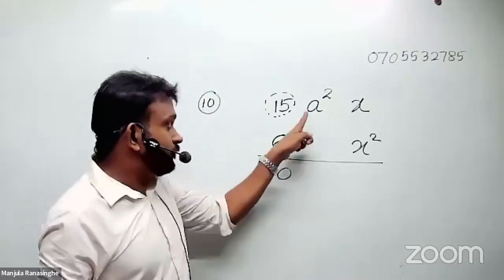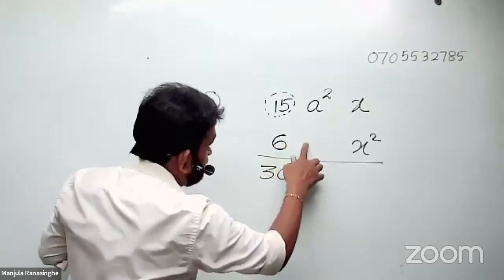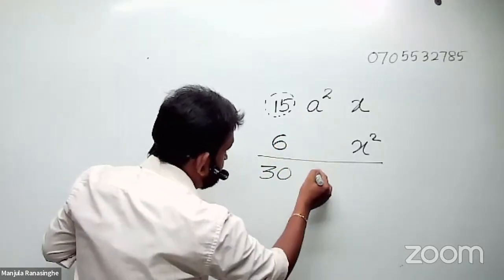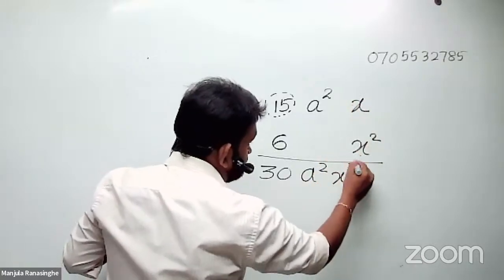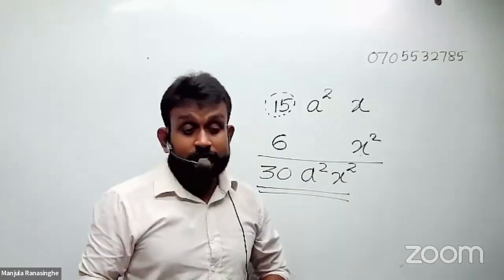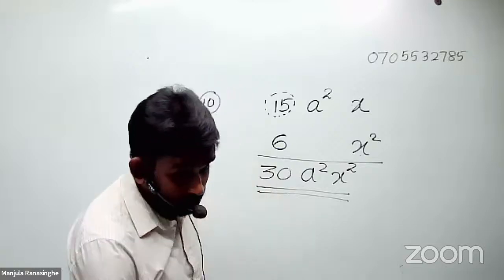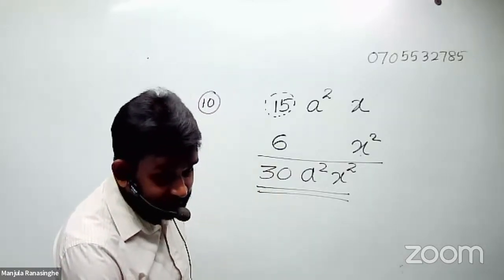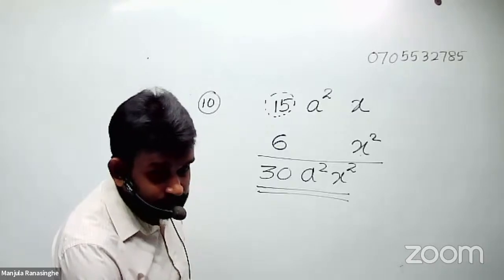Then take the similar terms and take the highest power. A squared, no other a terms here, so the highest power is a squared. And x squared, take the highest power, that is x squared. So the LCM gives you 30a squared x squared. So that is the answer. If you follow any method, no issue, right?